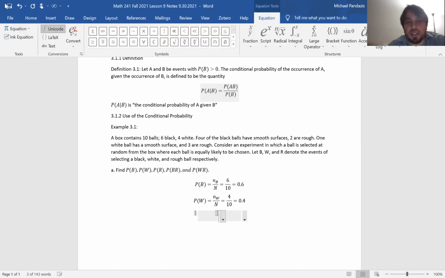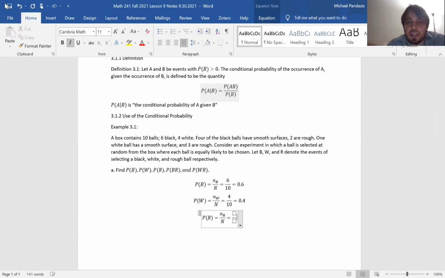It's good practice to calculate easy probabilities like this. It's good practice of the notation. The probability of a rough ball is the number of rough balls divided by the total number of balls. There are 2 black rough balls and 3 white rough balls, a total of 5 rough balls divided by 10, that's 0.5.